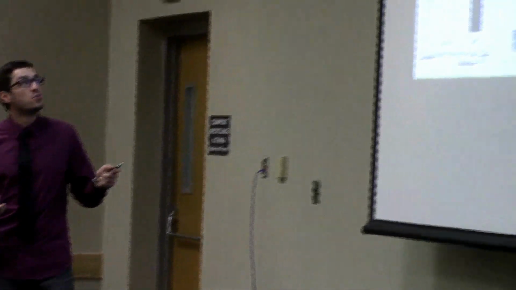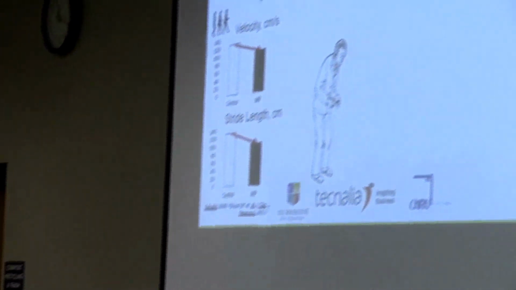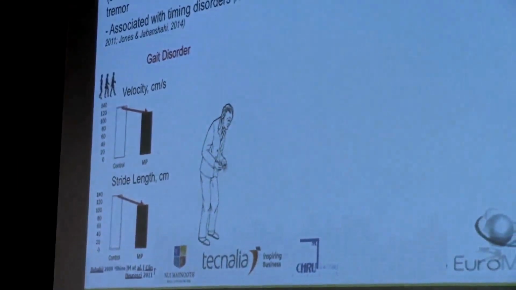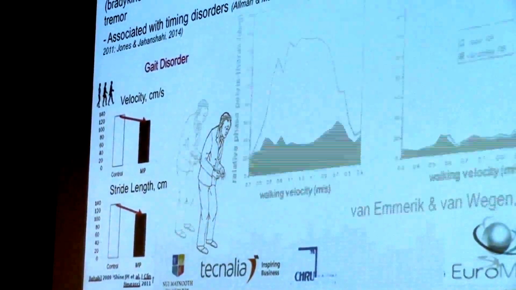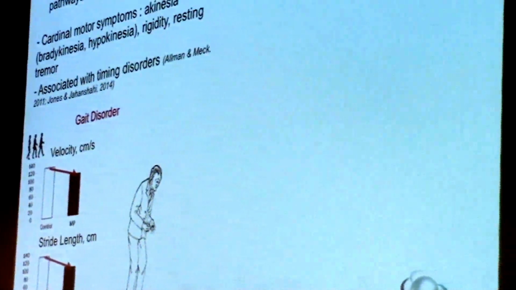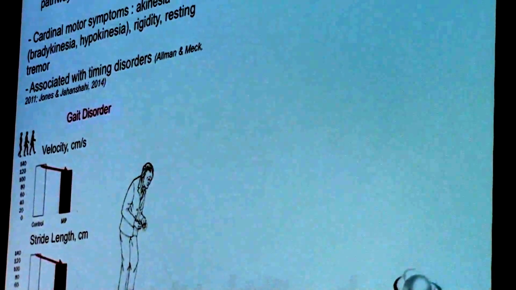There's also, when it's more advanced, freezing and festination. Festination is when they make lots of small steps. And for the gait symptoms, the therapies using dopamine replacement approaches do not work very well. So we're searching for something that will help them walk a little better.